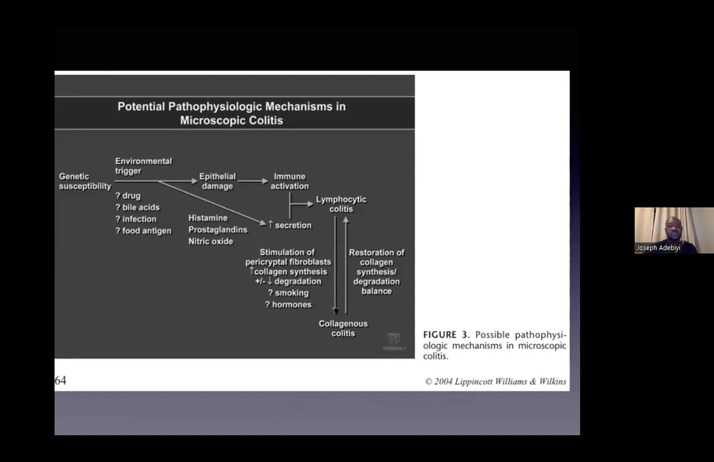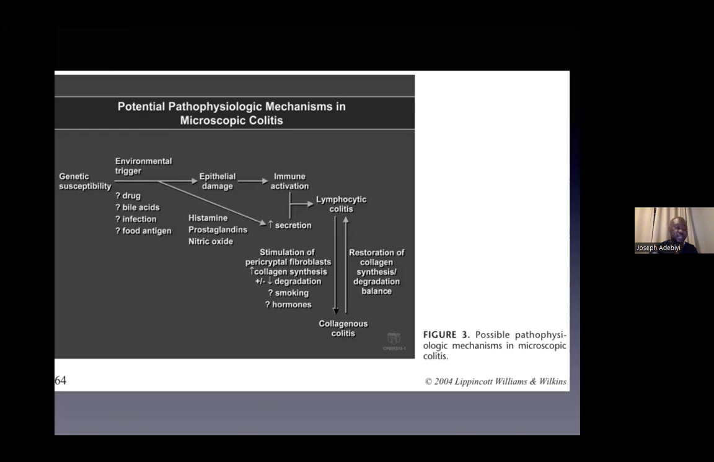So what is the pathophysiogenesis of microscopic colitis? Again, most of the mechanisms are not known, but there are some potential pathophysiologic pathways that have been proposed. Like I said, it's a strong, complex interrelationship of genetic and environmental factors. You find a patient who has a genetic susceptibility, has the HLA-DR3, like I said earlier, or those inflammatory gene variations that have been described earlier. Then when they're exposed to certain environmental triggers like drugs, bile acids, certain infections, or even some food antigens, all this interrelates and interacts, leading to the release of histamines and prostaglandins and even nitric oxide, essentially leading to epithelial damage.